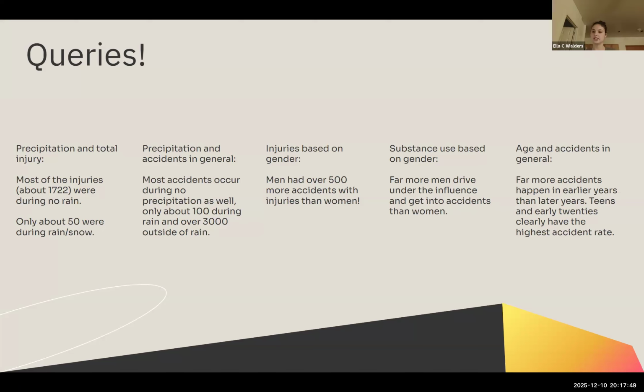Age and accidents in general, early 20s and teens, so 16 through 22 years old, definitely had the highest accident rate. I'm sad to say the insurance companies are correct on that, right? And then once you see the later parts of that list, even people in their 70s have very few accidents compared to those early years.